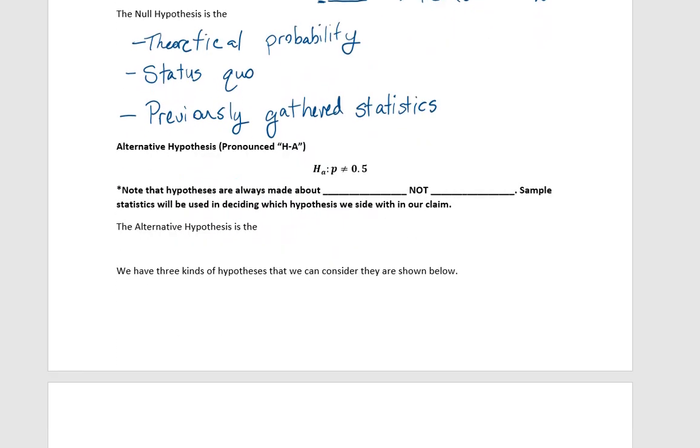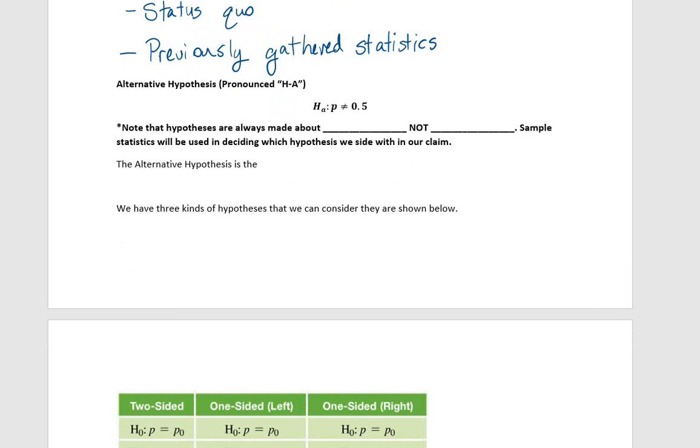So it depends on the context, whether we're looking at the null hypothesis as being a theoretical probability, a status quo, or previously gathered statistics. And we'll talk about how to identify those a little bit later. Now, the alternative hypothesis is what we think has changed and how it's changed. So if a coin is not fair, what that means is that it's not going to come up heads 50% of the time.